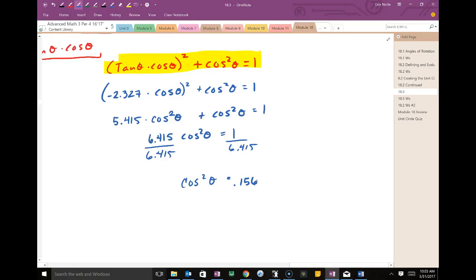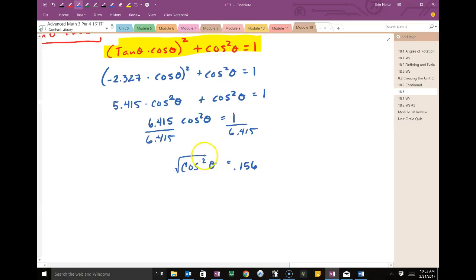So last step, how do I get rid of the square? Square root. You square root it. Okay. So what is the square root of 0.156? A number? I don't know if I calculated wrong. 0.395.